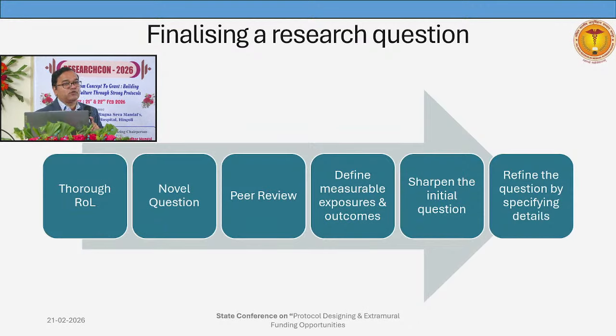When you write this PICO framework, it becomes easy for you to write the title of your research question. Suppose I take an example: population is hypertensive patients, intervention is a novel drug, comparator is a known drug, outcome is reduction in systolic blood pressure. Now I can put up my title: efficacy of novel drug compared with standard of care for reduction in systolic blood pressure among hypertensive patients, a randomized controlled trial. Isn't it easy?